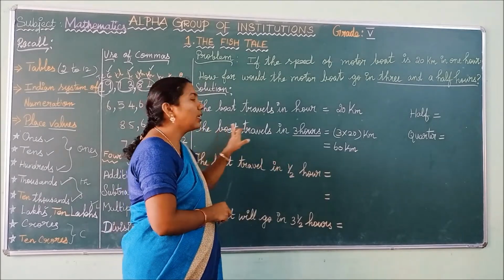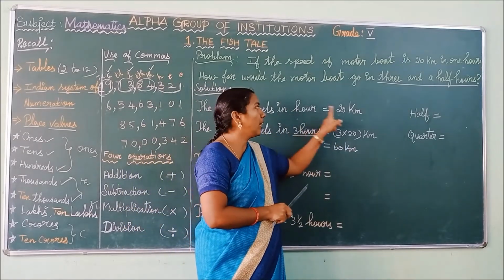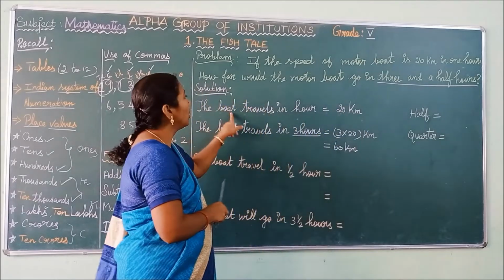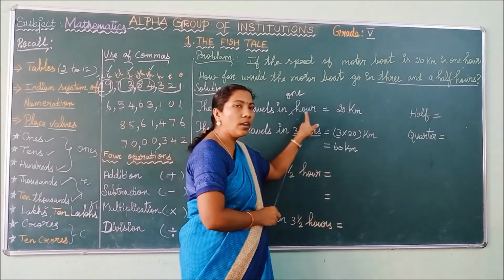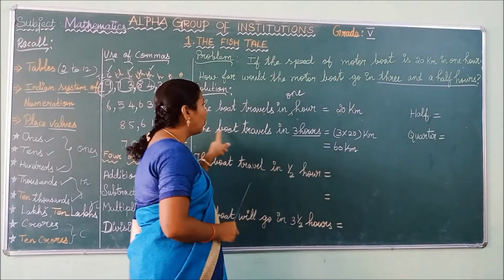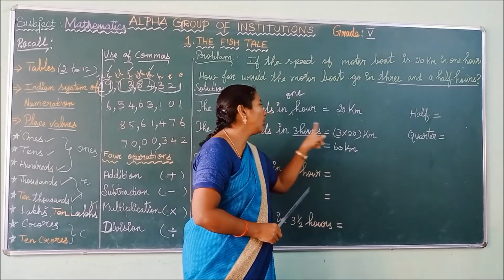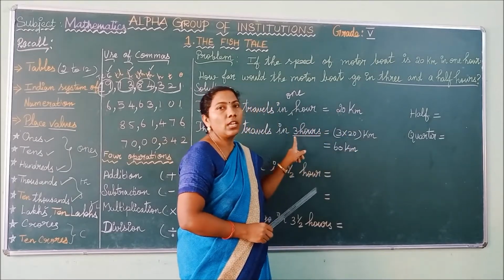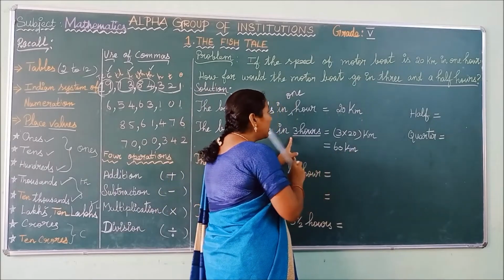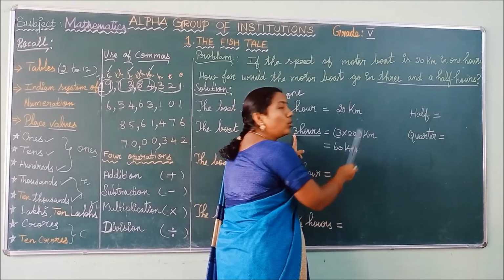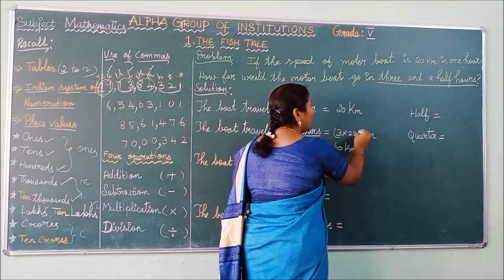So the boat travels in 3 hours. This is the next step. How can we calculate this? In 1 hour it travels 20 km. The boat travels in 1 hour equal to 20 km. The boat travels in 3 hours equal to, what is the operation we have to use? Yes, multiplication. So you have to multiply the distance by 3. See here, in 1 hour the boat will travel 20 km. So in 3 hours the boat will travel 3 into 20 km. So here you have to write 3 into 20 km. Here we are going to multiply these two numbers.